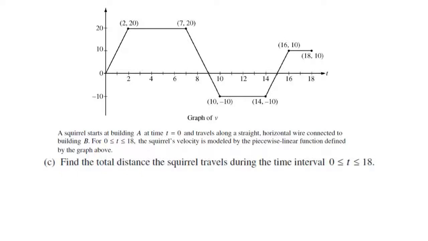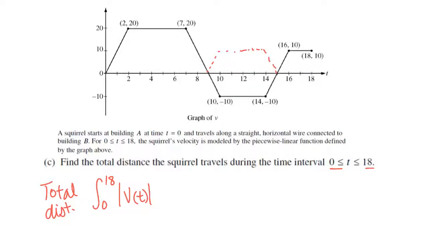Now for total distance, that is going to be an absolute value. Do keep in mind, a good little review here: total distance is going to be the integral from 0 to 18 of the absolute value of the velocity. And so that's really talking about where we would flip this over here and have this graph going on.